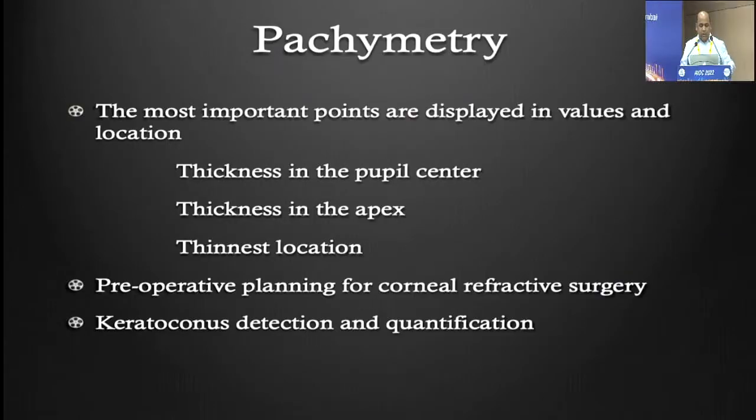So after elevation maps, coming to the pachymetry map. In the pachymetry map, the most important points are displayed in values and locations. These give three important parameters: thickness in the pupil center, thickness in the apex, and thinnest location. Knowing the pachymetry is very important for preoperative planning of corneal refractive surgery, and for keratoconus detection and quantification, pachymetry is again an important factor.